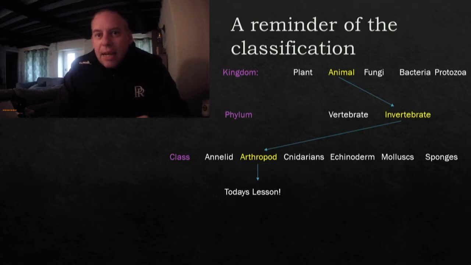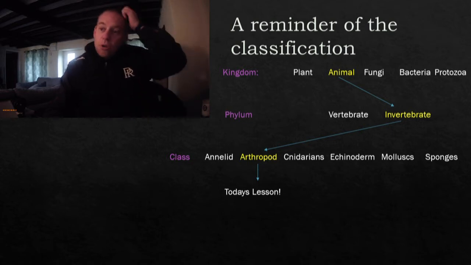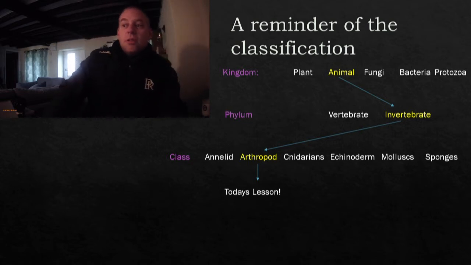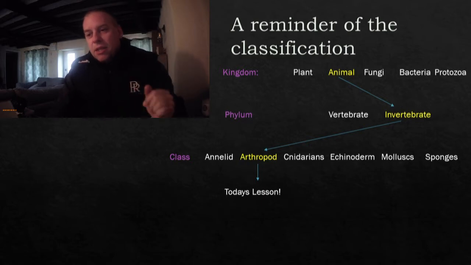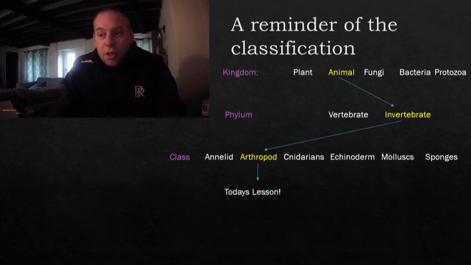We then did a second lesson where we looked at the difference between vertebrates and invertebrates, vertebrates having a backbone, invertebrate not having a backbone, and we looked at those classes, and this was last lesson. So last lesson we looked at annelids, arthropods, cnidarians, echinoderms, mollusks and sponges, and we saw the differences between each of those. Today we're going to focus on that arthropod group, and we're going to do what's called the order, which is the next section down, and the different orders of arthropods.